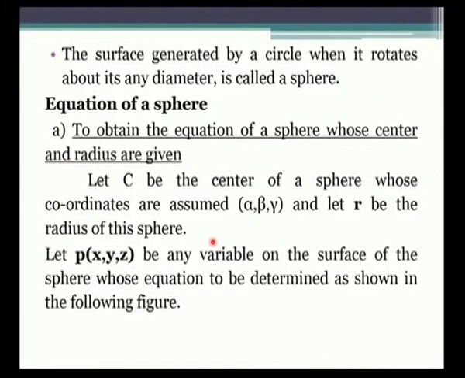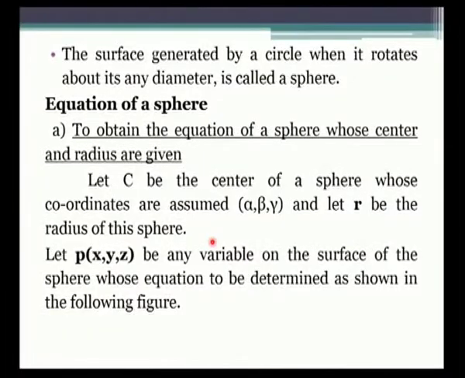Now, let us come to the equation of a sphere. To obtain the equation of a sphere, whose center and radius are given. Like that, if 3 points on the surface of the sphere are given, then again equation of the sphere can be obtained. Like that, in different ways equation of a sphere can be obtained. Here we are going to see the equation of a sphere whose center and radius are given.